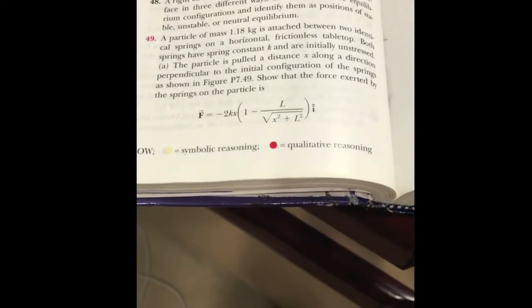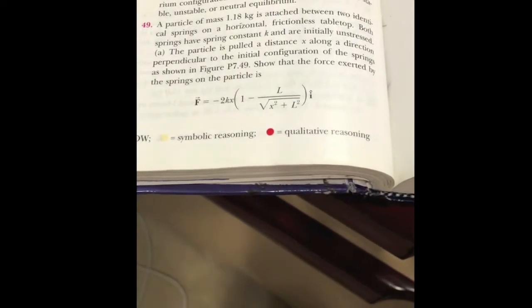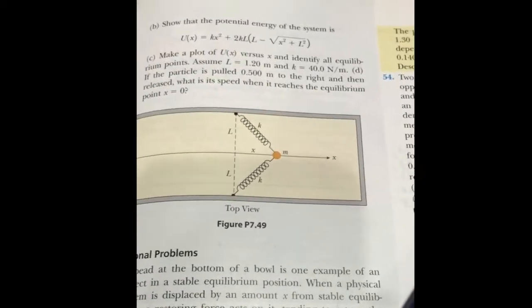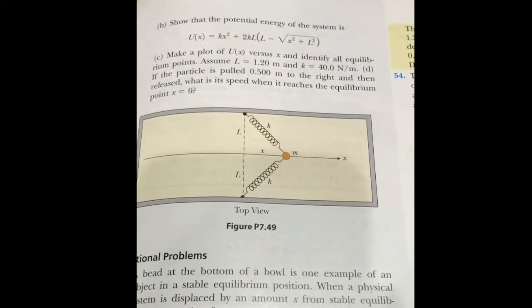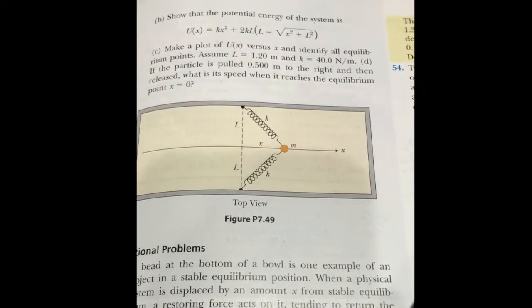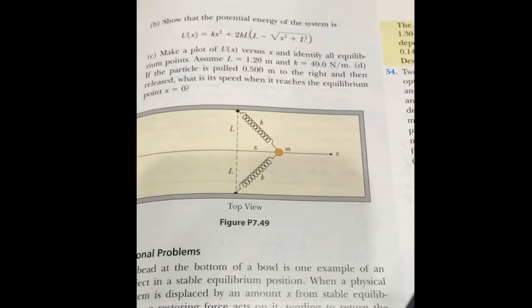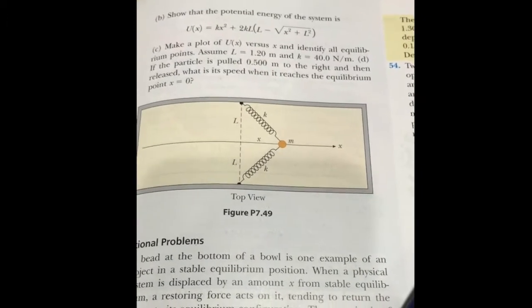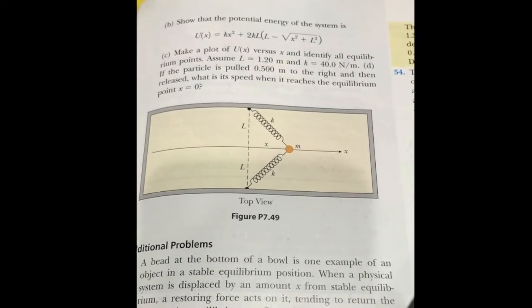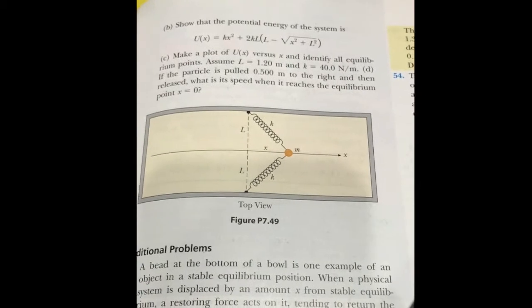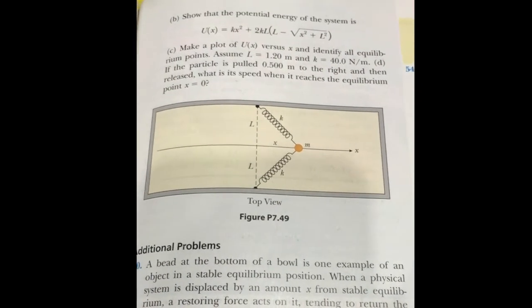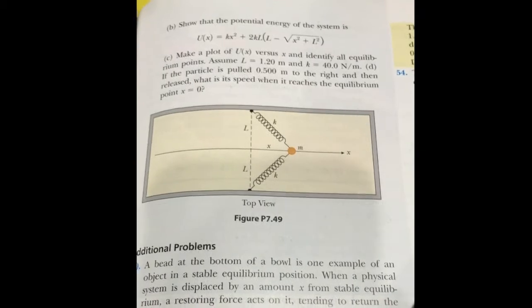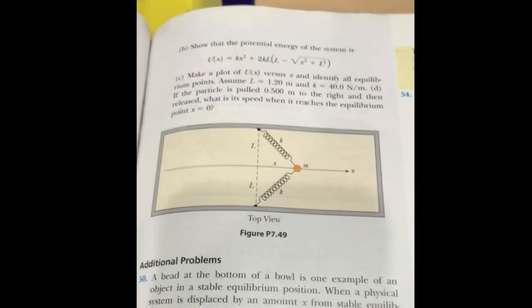Show that the force exerted by the springs on the particle is given by the following equation. Part B, show that the potential energy of the system is given by that equation. And part C, make a plot of the potential energy versus x and identify all equilibrium points. Assume length to be 1.2 meters and K constant to be 40 newtons per meter. And part D, if the particle is pulled 0.5 meters to the right and then released, what is its speed when it reaches the equilibrium point x equals 0? And here we have our figure 7.49.